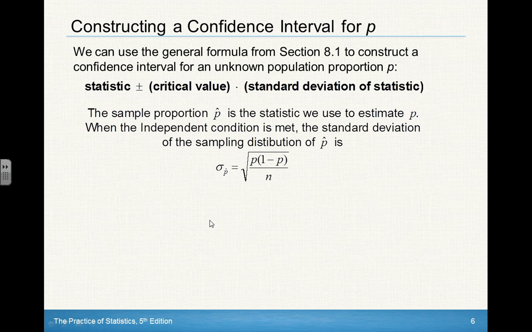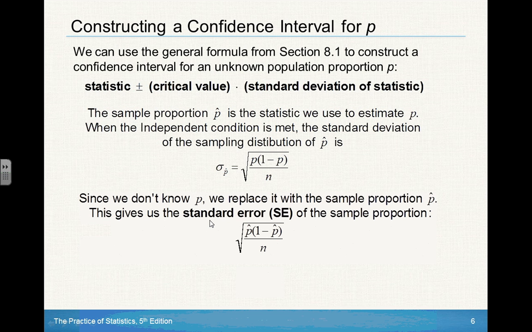But again, we don't know p, so we use the next best thing, something called the standard error, which is the square root of p-hat times 1 minus p-hat over n.